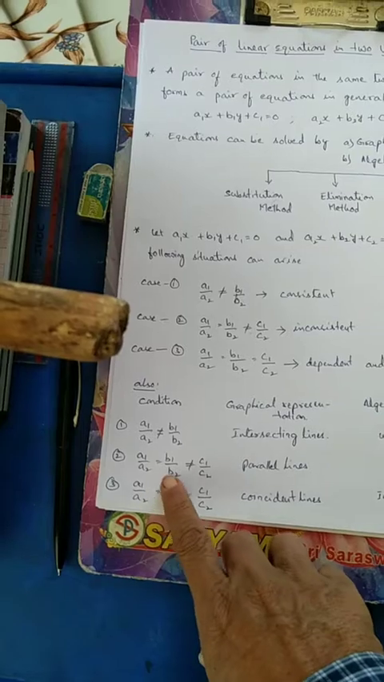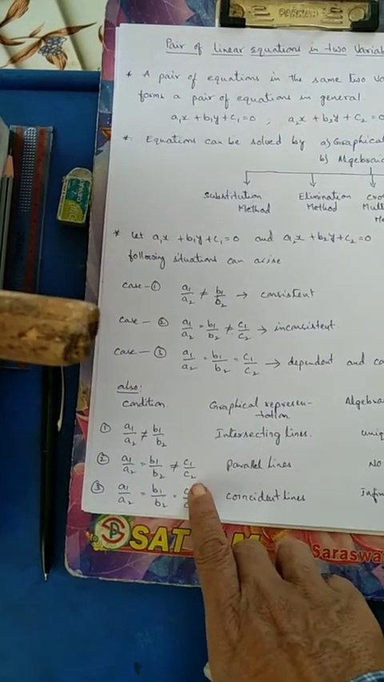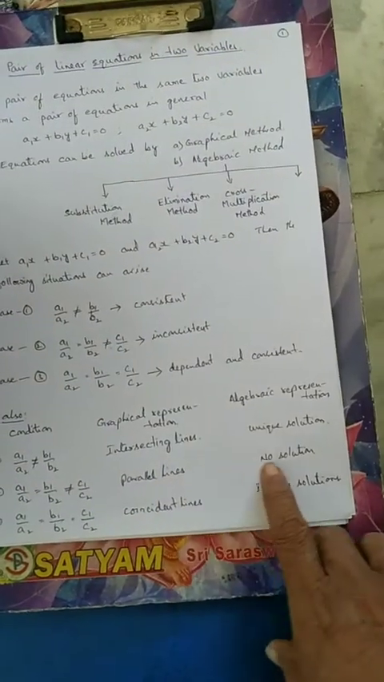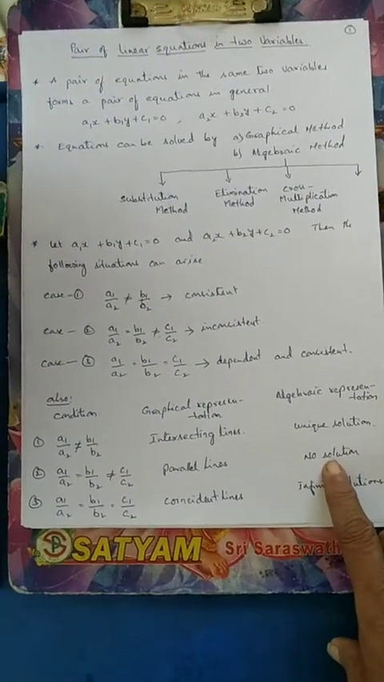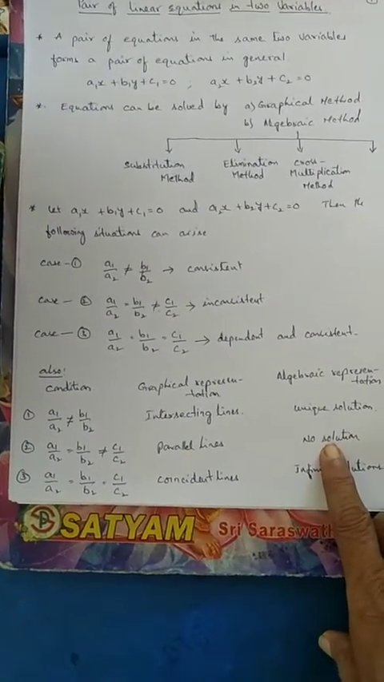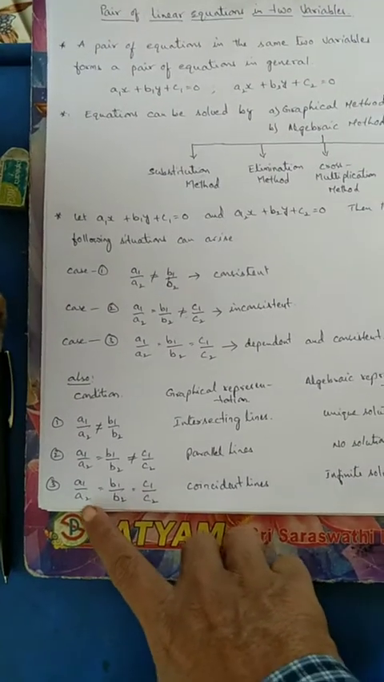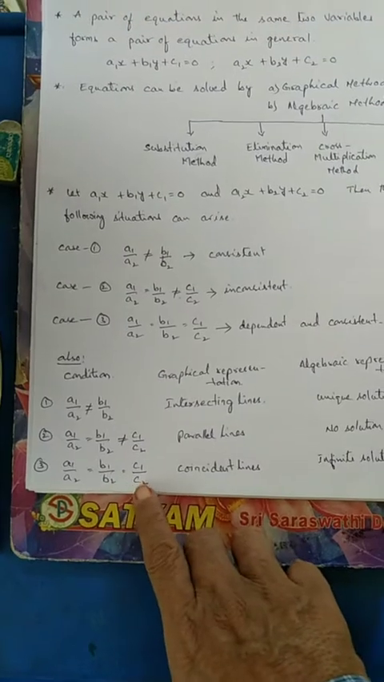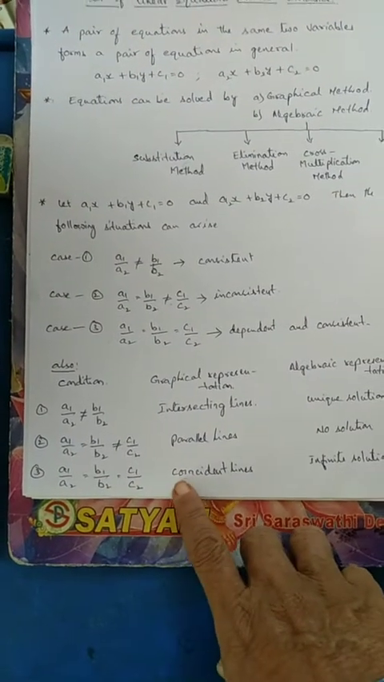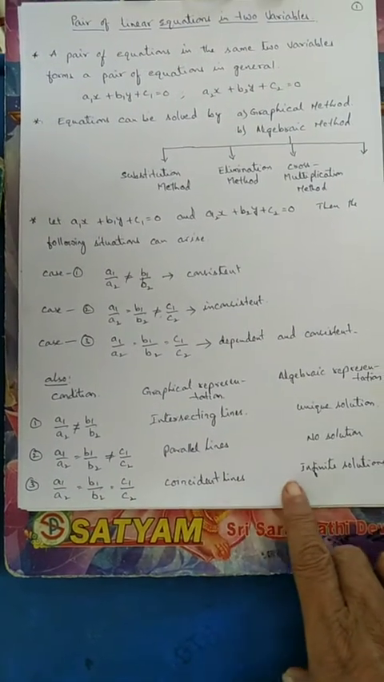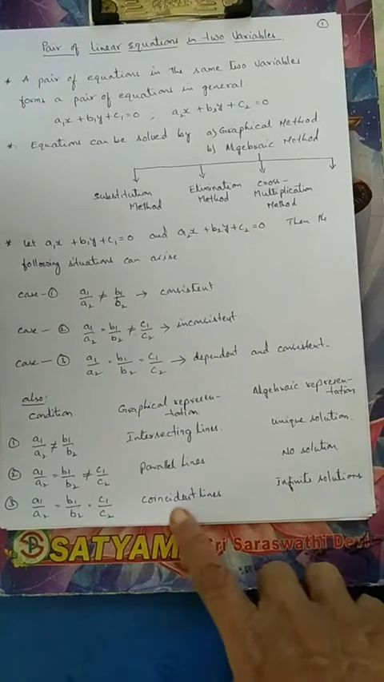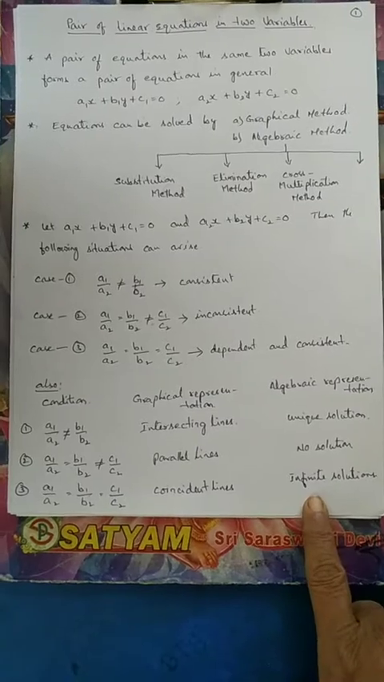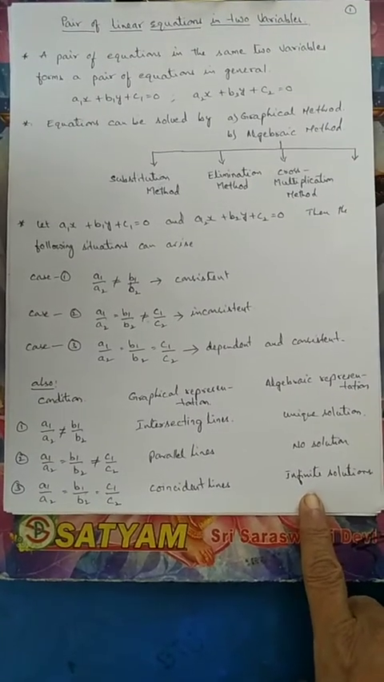A1 by A2 is equal to B1 by B2 is not equal to C1 by C2. We can call them parallel lines. For parallel lines, we do not have any solution. We say it is a no solution. In the case of the third one, A1 by A2 is equal to B1 by B2 is equal to C1 by C2. Then we call this coincident lines, and those coincident lines have infinite solutions.